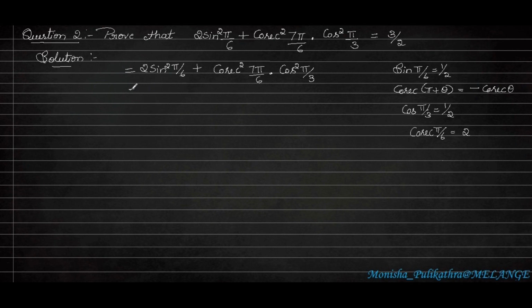See here, 2 is there. So 2 into sin square pi by 6, where sin pi by 6 is half, so sin square pi by 6 is half square, plus here 7 pi by 6 is there. In the chart there is no value for 7 pi by 6. So we have to do some simplification of it. So 7 pi by 6 is also equal to pi plus pi by 6.